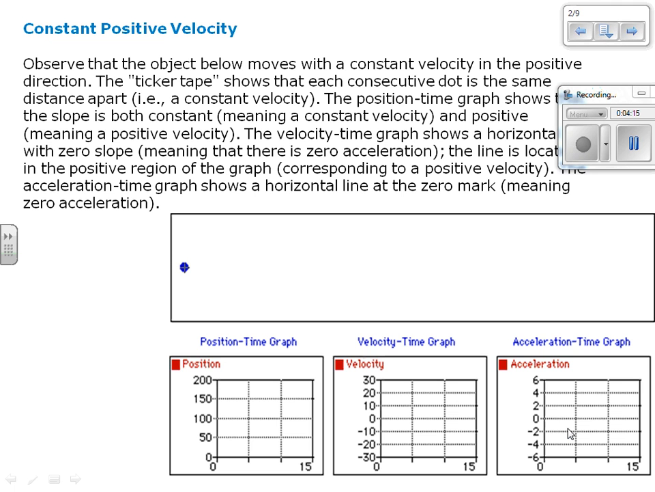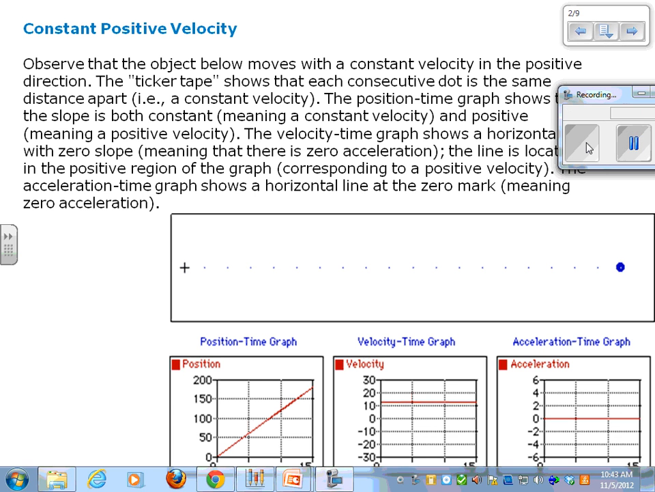The acceleration time graph, what is it? 0. It's flat and it's at 0. How come it's flat and it's 0? It's the slope of this guy, isn't it, right? The slope of the velocity time graph is the acceleration. The slope of this is 0.